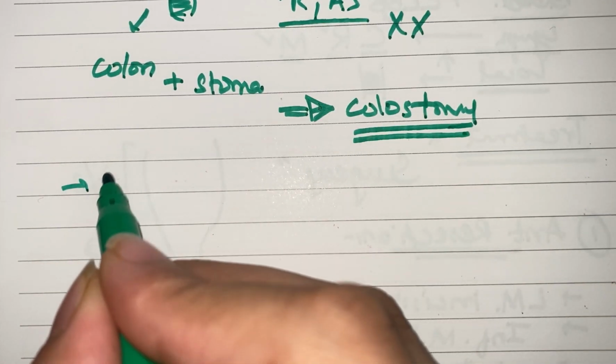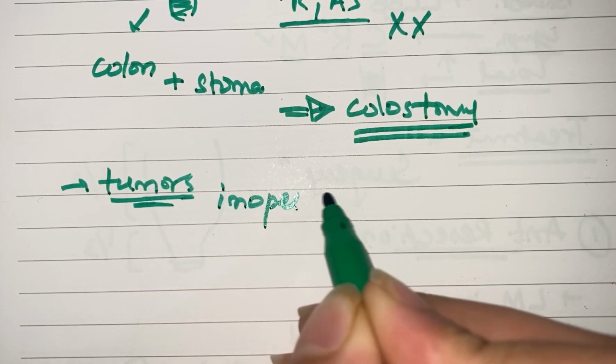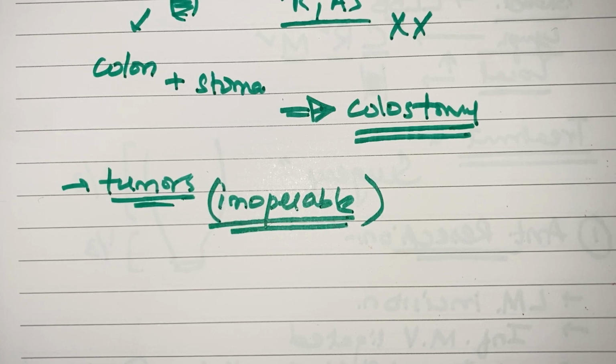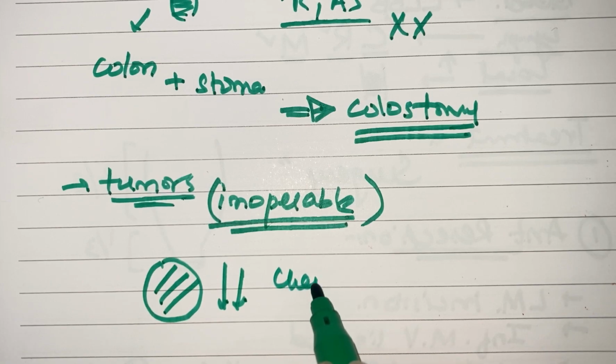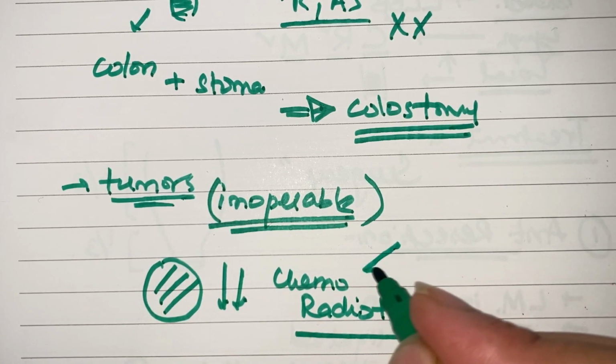Now there are some tumors which cannot be treated, which are not operable. So in that case, we will try to reduce the size of the tumor first and then perform surgery. So in that case, we'll give chemotherapy and radiotherapy preoperatively to the patient to reduce the size of the tumor. Now, what are the options for chemotherapy?